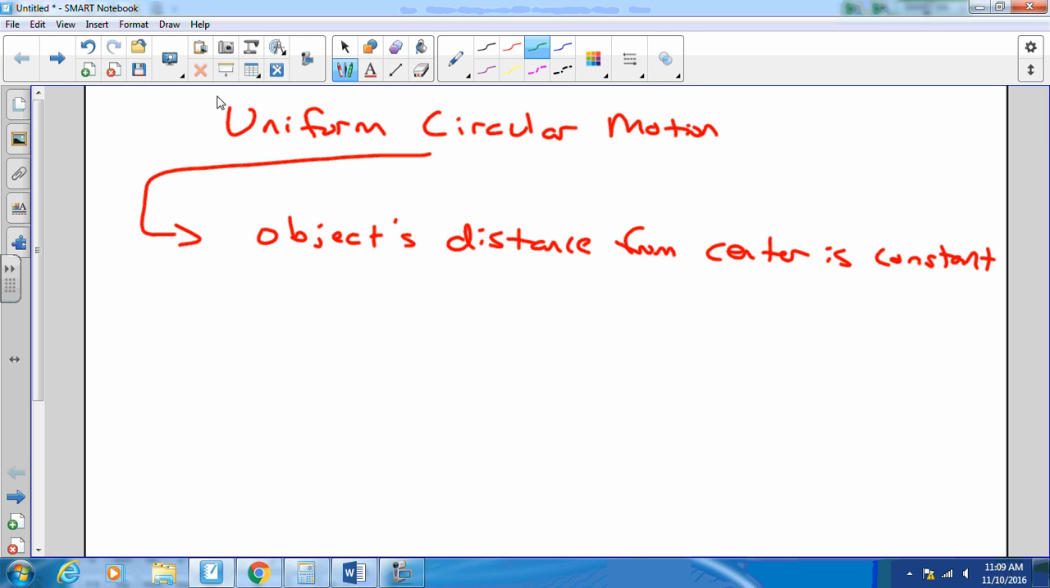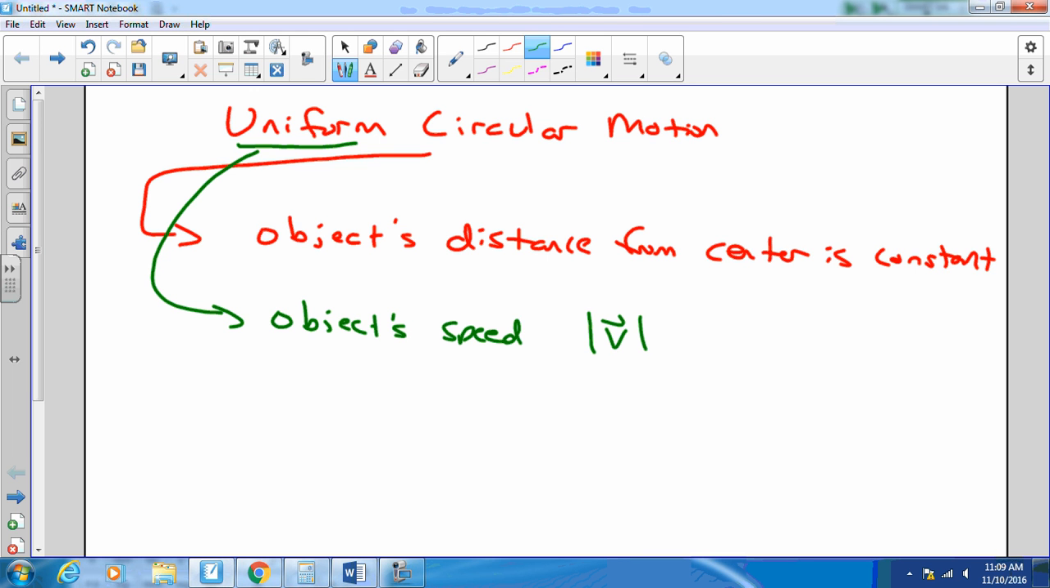And what made the motion uniform is that the object's speed, which we're going to spell as the magnitude of the velocity vector, is constant. And so our typical scenario is a golf cart toodles along at 2 miles per hour around a circular track of radius 400 meters or something.